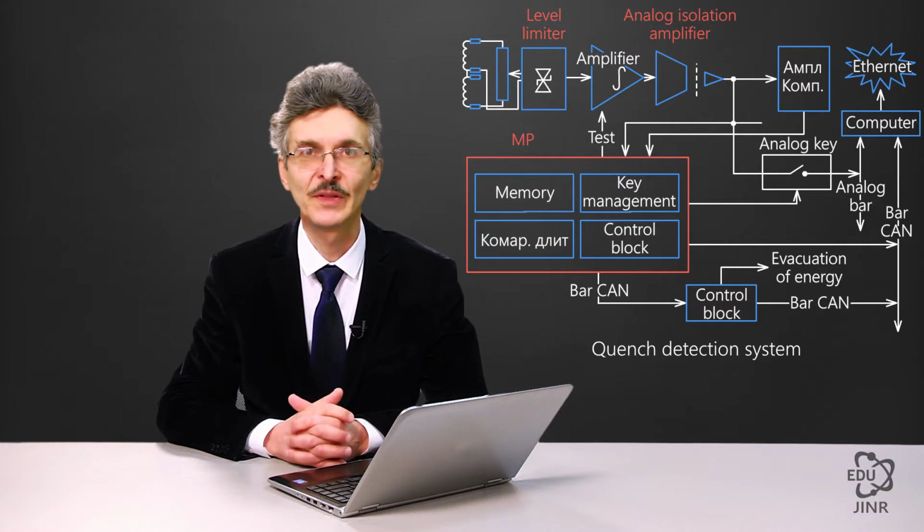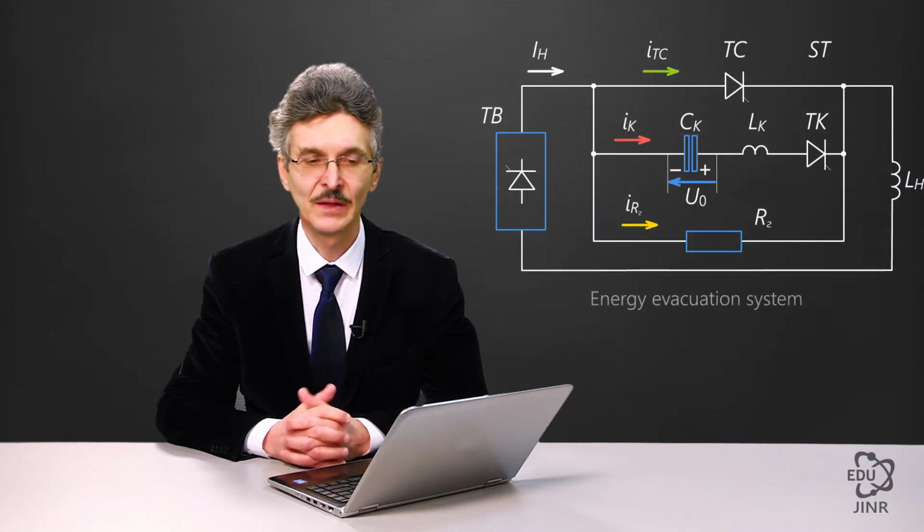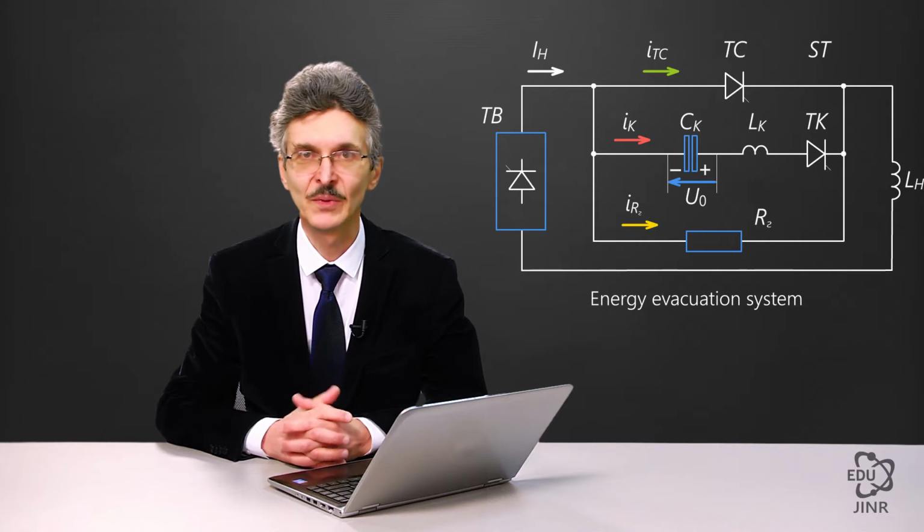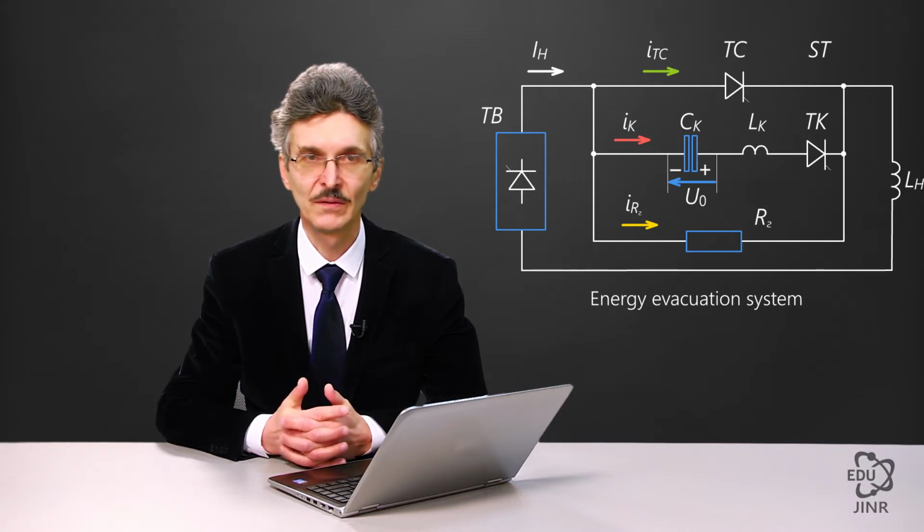When a signal is transmitted from the quench detection system about a normal transition phase, the energy evacuation system gets activated. This chart demonstrates the fundamental elements and the main instruments that play a role in the process of energy evacuation. This is the inductive load, this is the accelerator powered by a current source, and the current source.